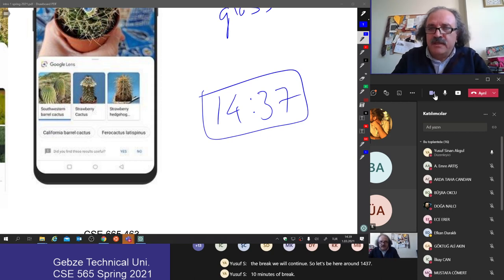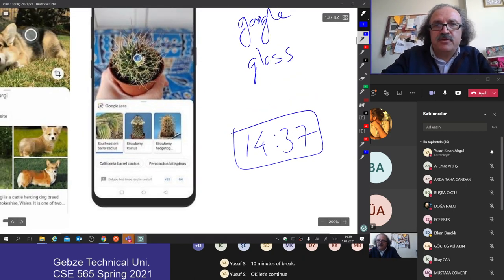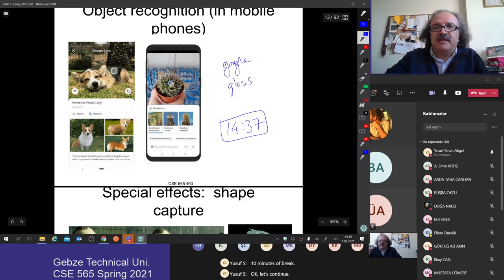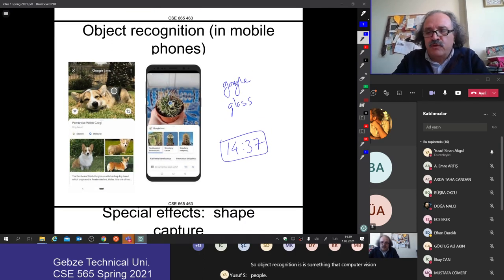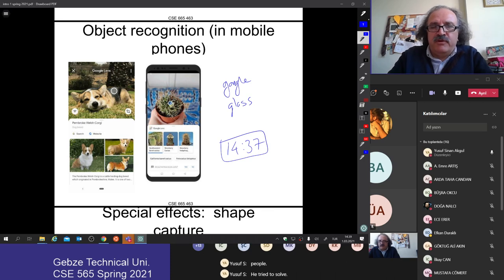Okay, let's continue. So object recognition is something that computer vision people try to solve for a long time. And we'll talk about the history of computer vision, and we will see why it is so important.